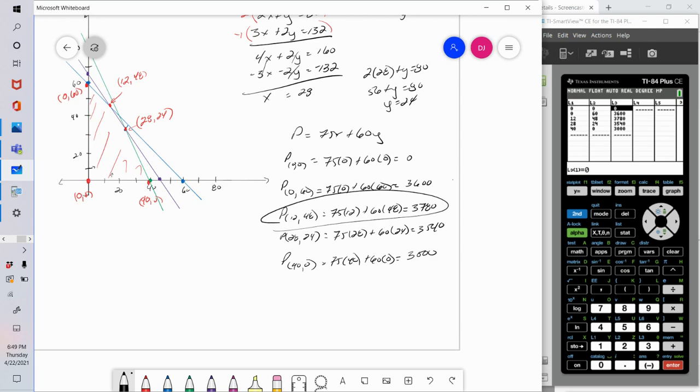And then you'll notice that the maximum profit of $3,780 occurs when I sell 12 large and 48 small kayaks, to maximize my profit of $3,780.